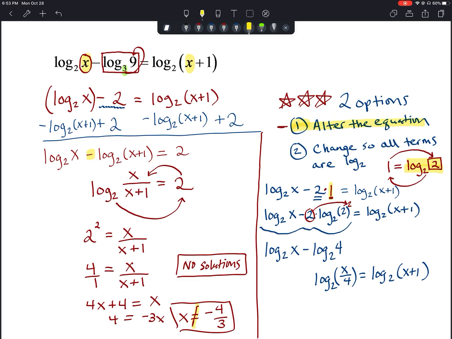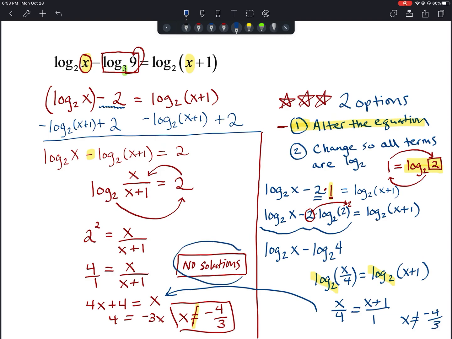And now we've got an equation that has a single log on each side at the same base. So we could just take those values, set them equal, and we've got x over 4 is equal to x plus 1. When you do your cross multiplication there, we're going to end up with the exact same equation that we had right here, and then we can solve it to get x equals negative 4/3. But in this case, obviously, that's not going to work, so there's still going to be no solutions.